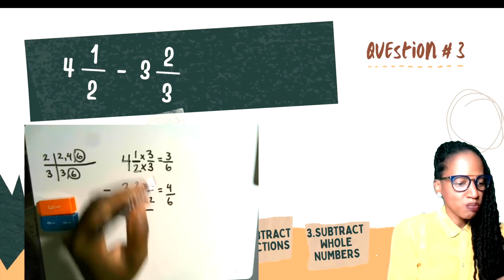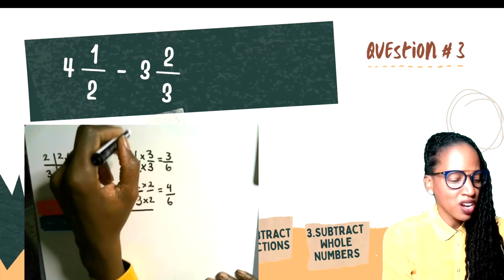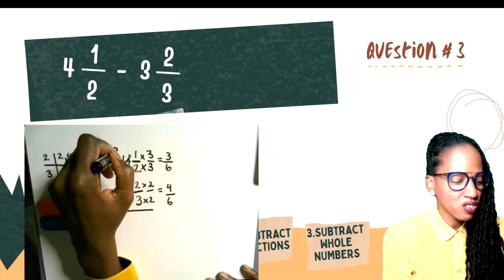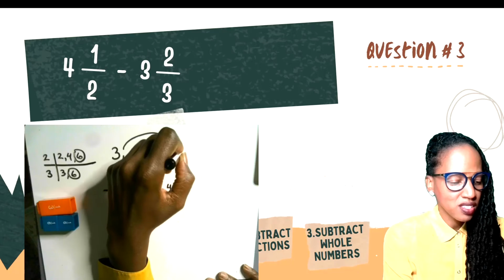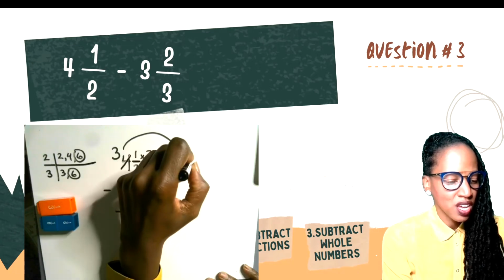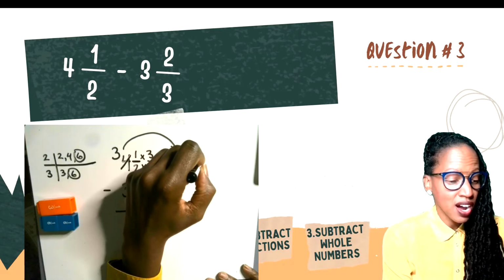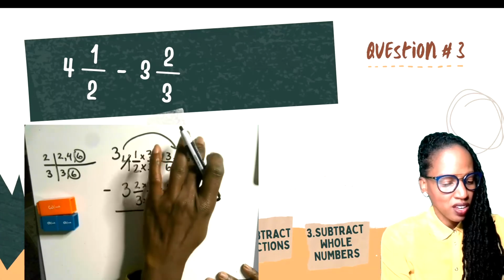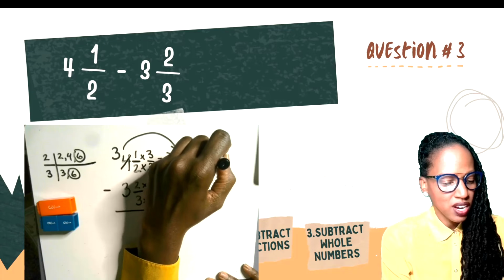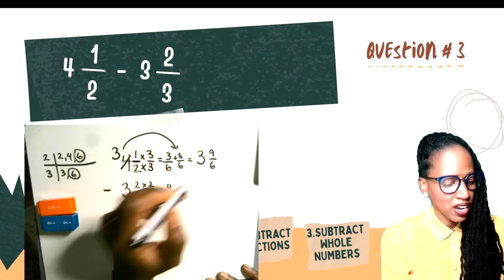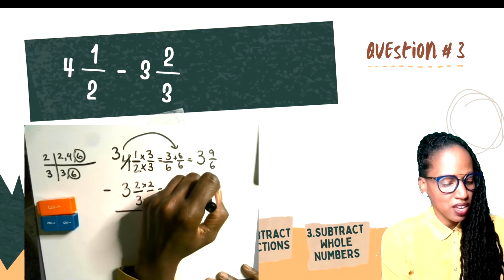So I'm going to do some unbundling here, and I'm going to rename one of my 4 ones. So instead of 4 ones, I now have 3. I'm going to rename one of those as 6 sixths. So that now gives me 9 sixths, okay? Or a total of 3 wholes and 9 sixths. And then I have 3 wholes and 4 sixths.